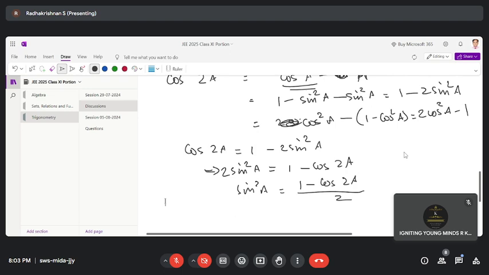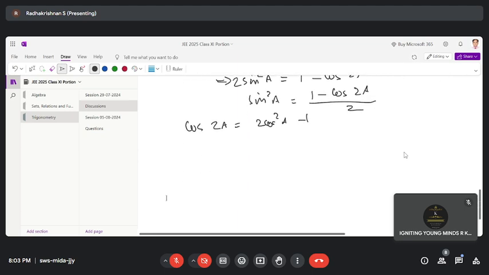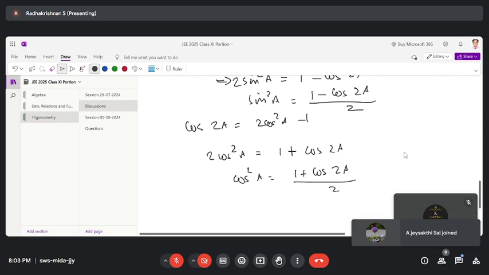Similarly, cos square A you can also derive from the formula 2 cos square A minus 1. Cos 2A equals 2 cos square A minus 1. This gives 2 cos square A equals 1 plus cos 2A, taking 1 to the LHS. So sine square A equals (1 minus cos 2A) by 2, and cos square A equals (1 plus cos 2A) by 2. All these formulas you should have at the tip of your fingers, because without this you cannot do the next level of problems. You can do simple problems, but some of the tougher problems will be based on these transformations, A plus B, A minus B, sum to product, product to sum, and so on. Now let's go to some problems.